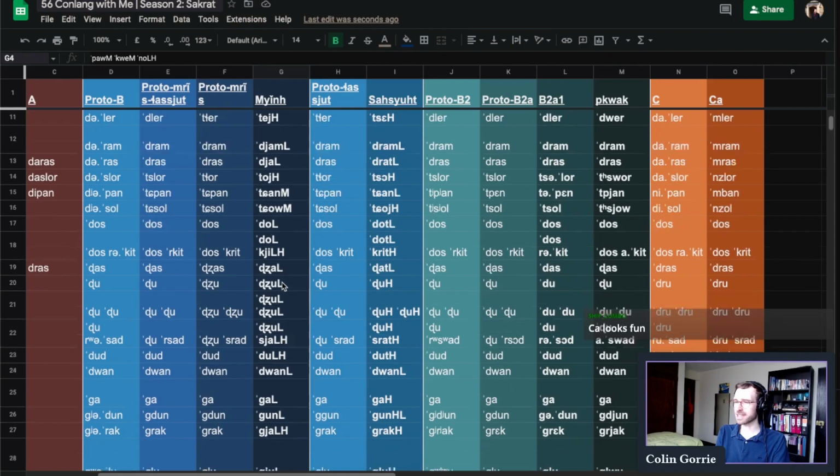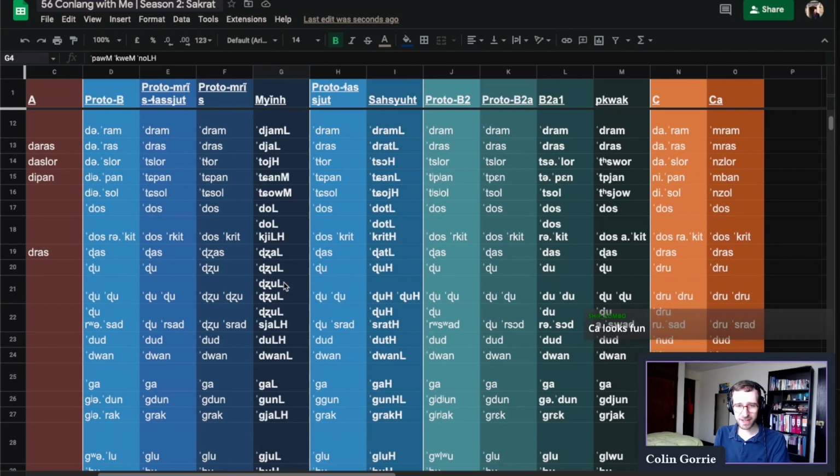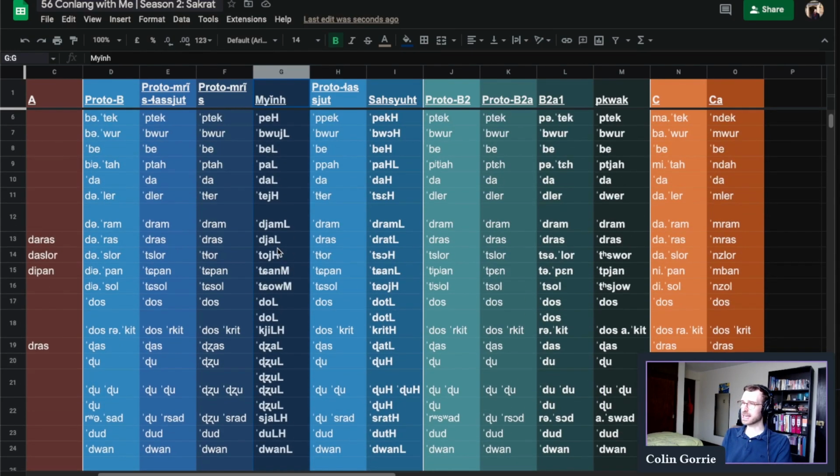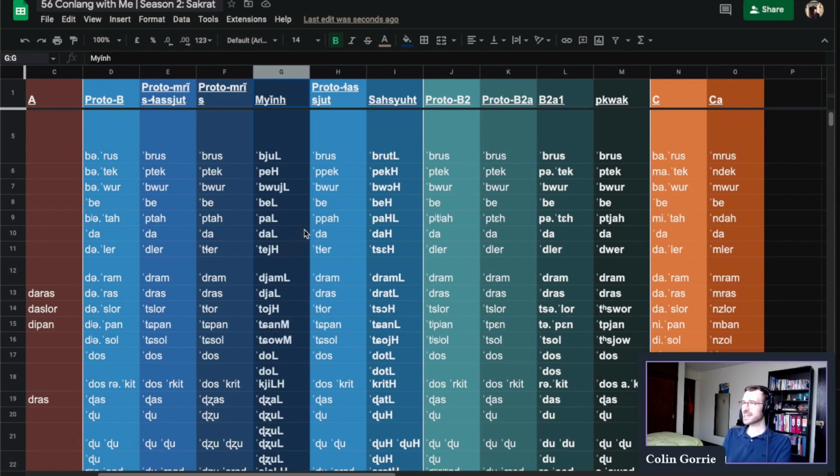We can also have glides in the coda, but basically nothing else. Everything else got shipped off and turned into tones. So that's Mi. Mi also has extensive tone sandhi and is great fun to write poetry in.